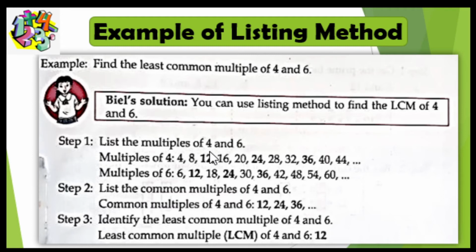We have 12. We have 24. And we have 36. Next step, identify the least common multiple of 4 and 6. We can identify easily. 12 is the least common multiple. Therefore, the answer is 12. The least common multiple of 4 and 6 is 12.